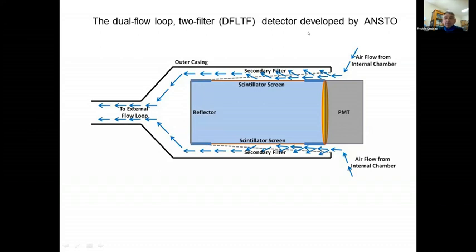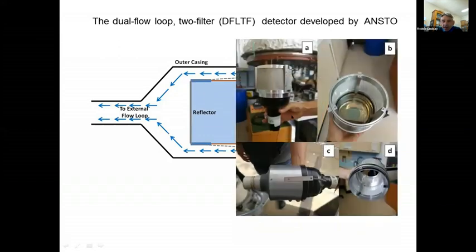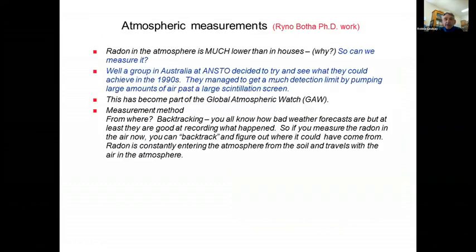And as I say, it's more than 20 years old. They keep developing them and improving them. Let me just show you a picture. There's a hand to give you a scale, and there's the white scintillating material, and you pump the air past it and you will be able to measure the radon. These measurements are done now on a continuous basis and have been for more than 20 years.